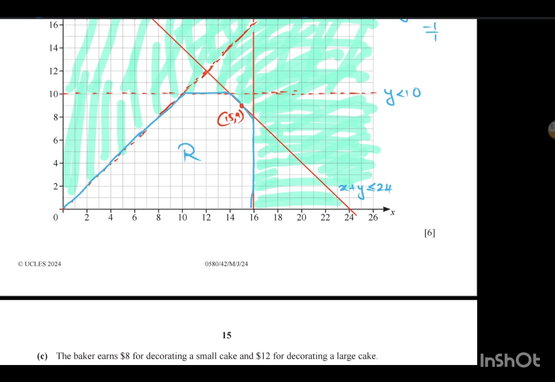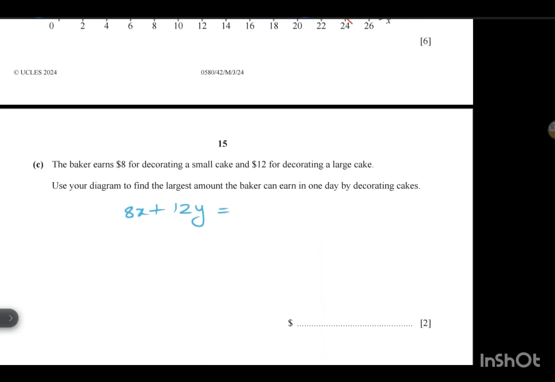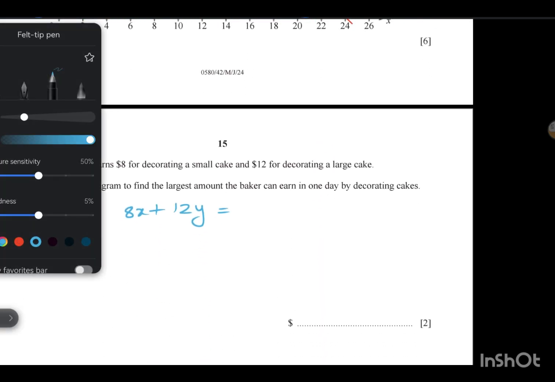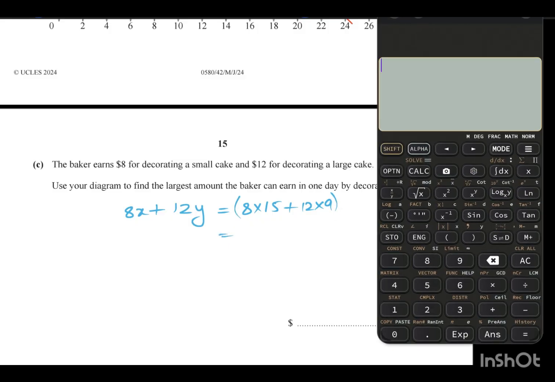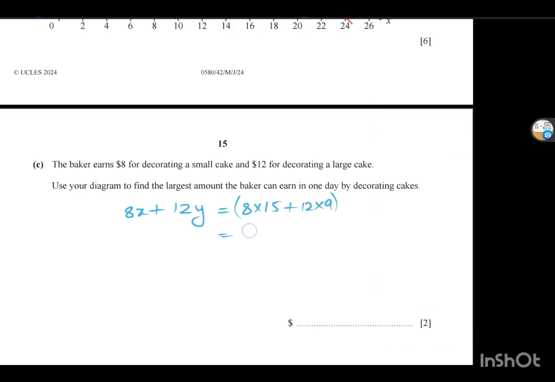So substitute that in the equation. 8 into 15 plus 12 into 9. Do it. $228 can be earned by decorating the cakes.